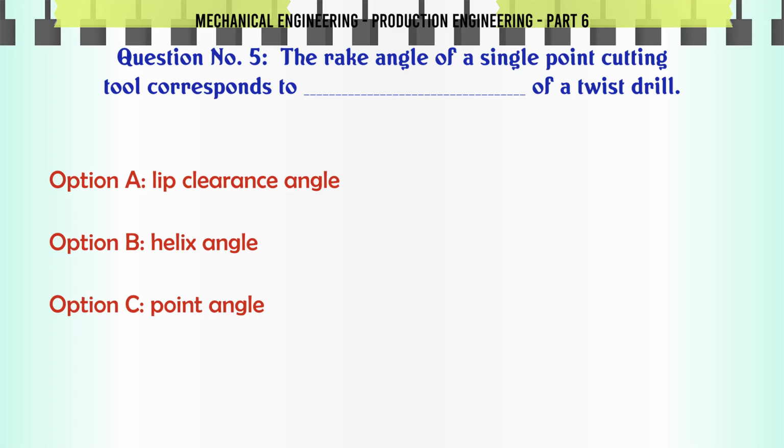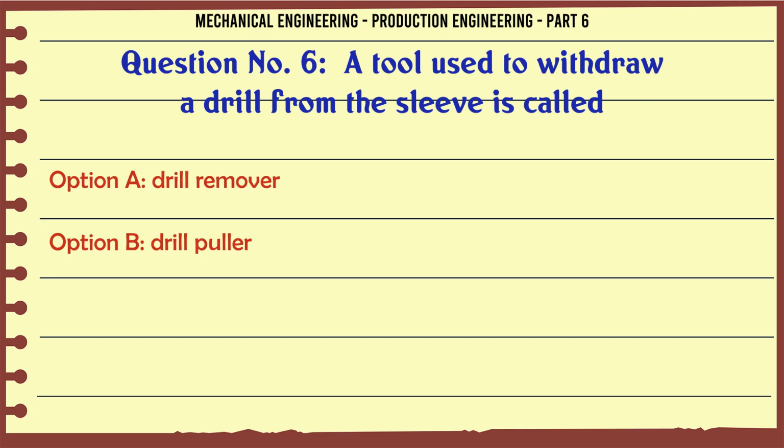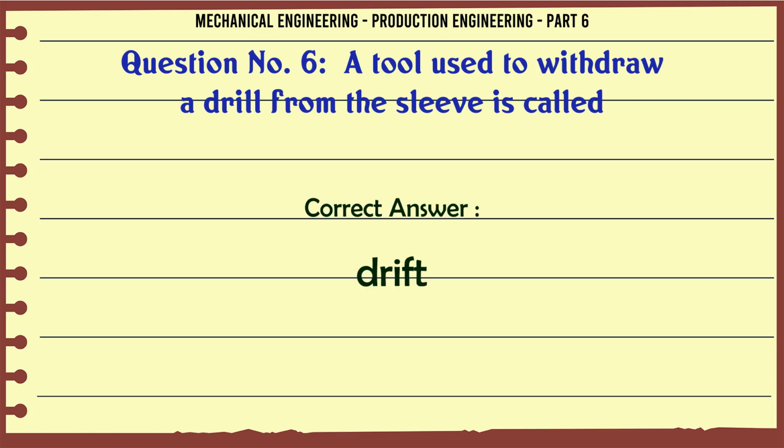The rake angle of a single point cutting tool corresponds to what of a twist drill? A. Lip clearance angle. B. Helix angle. C. Point angle. D. Chisel edge angle. The correct answer is helix angle. A tool used to withdraw a drill from the sleeve is called A. Drill remover. B. Drill puller. C. Drift. D. Drill drawer. The correct answer is drift.